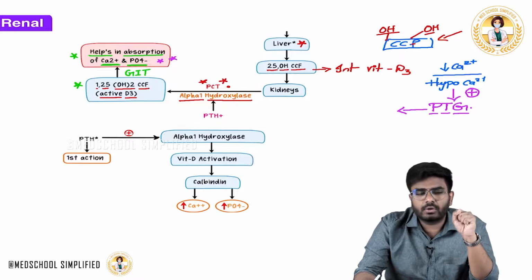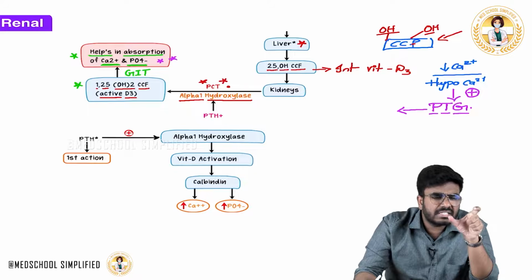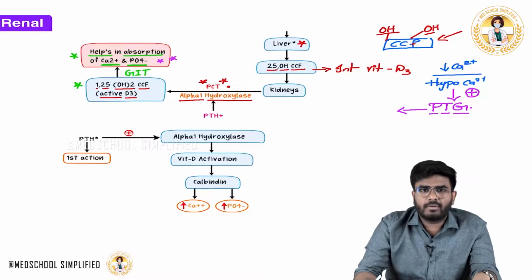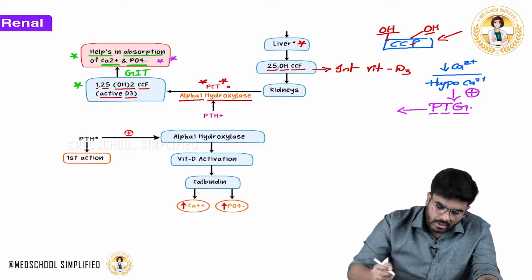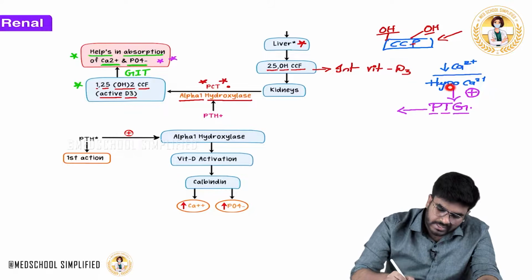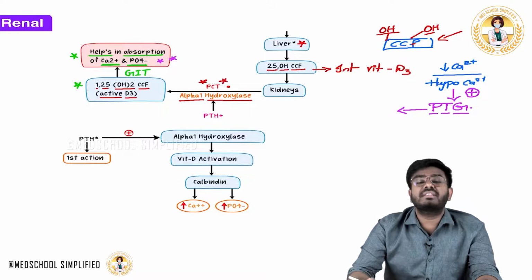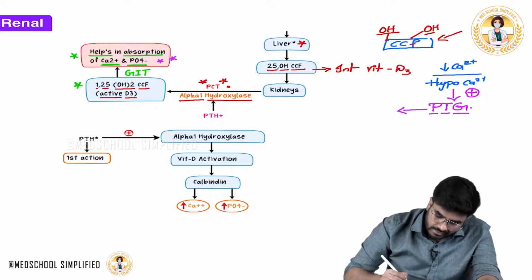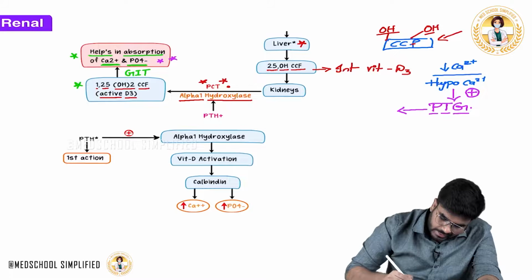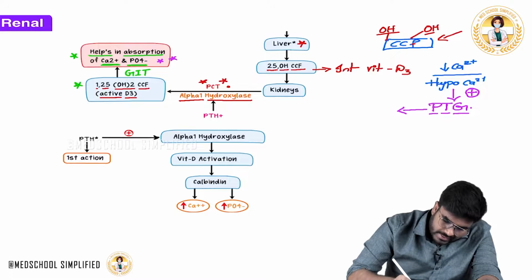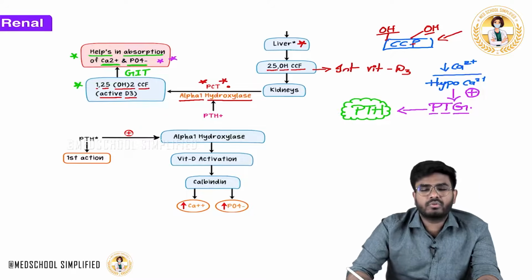Now what are these chief cells doing? All the time, 24/7, these chief cells are looking at the blood calcium level. Whenever the blood calcium level goes down, what happens? That hypocalcemia is going to activate the chief cells in the parathyroid gland. Now the parathyroid gland will produce a hormone called parathyroid hormone, PTH.